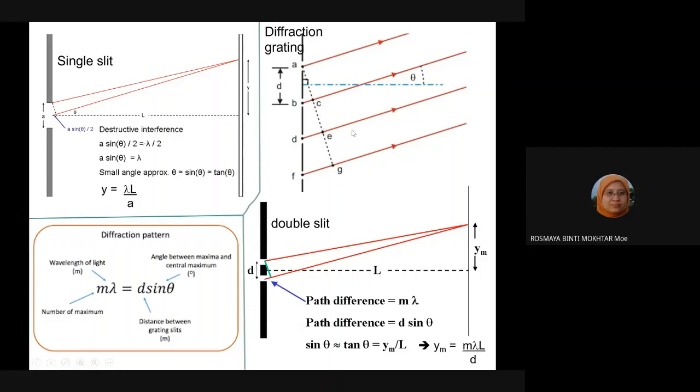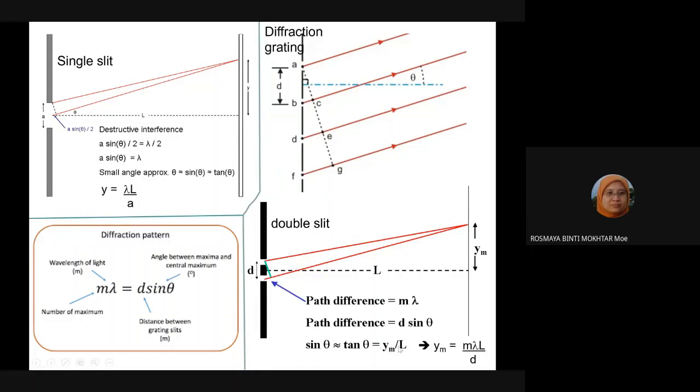For the diffraction grating, we use the same method. This one is the diffraction grating, so we use d instead of a. So d sin theta equals m lambda, where for the first order bright fringe, m equals 1, and for the central maxima, m is 0. For the distance Y between them, you equate d sin theta equals m lambda, then substitute sin theta equals tan theta, because theta is a very small angle, so you can equate them.